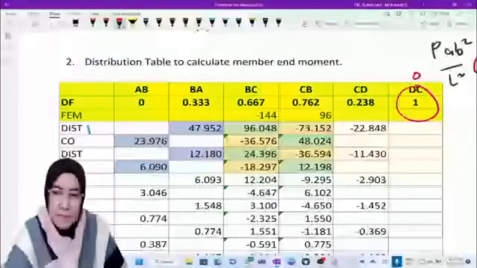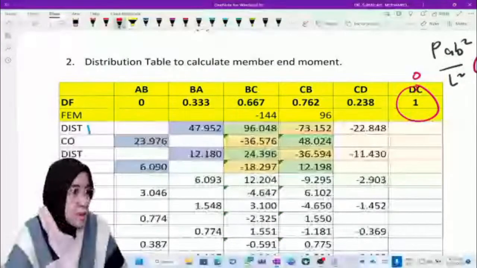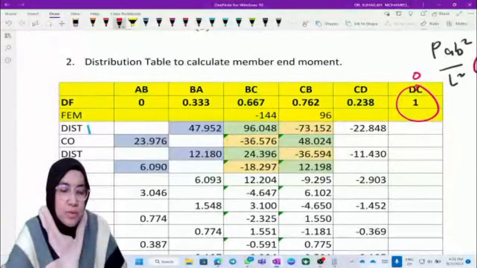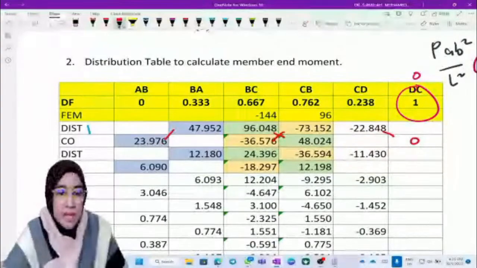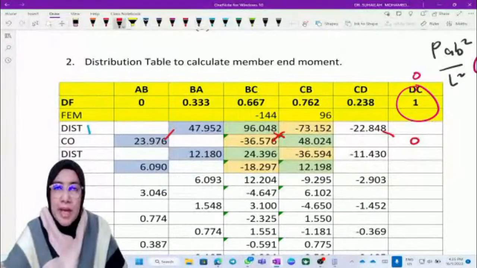Okay, we have to carry over. We carry to this, but we carry with 0, we get 0. It is just like we don't carry the value, because the factor is 0. So when we carry over the value, the factor is 0.5 for N fixed. For N pin or roller, the factor is 0, okay, we must carry the value to the opposite joint.